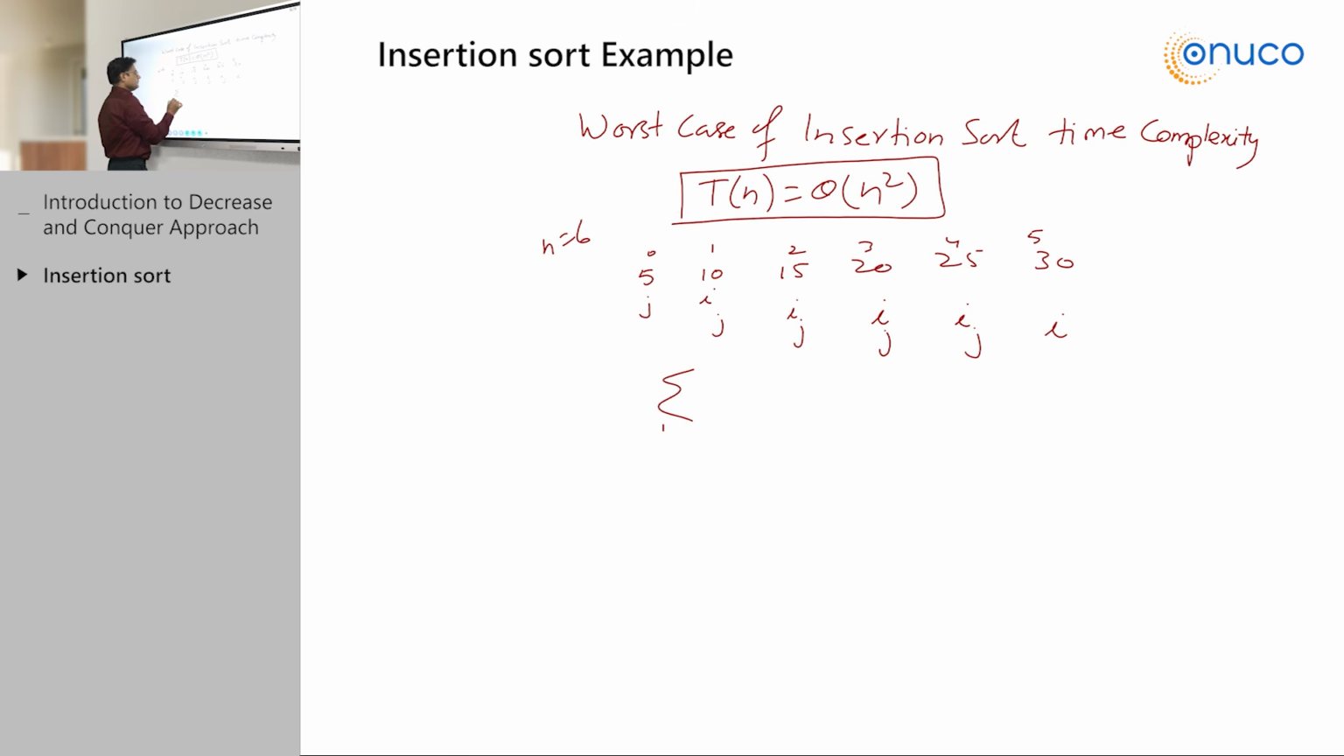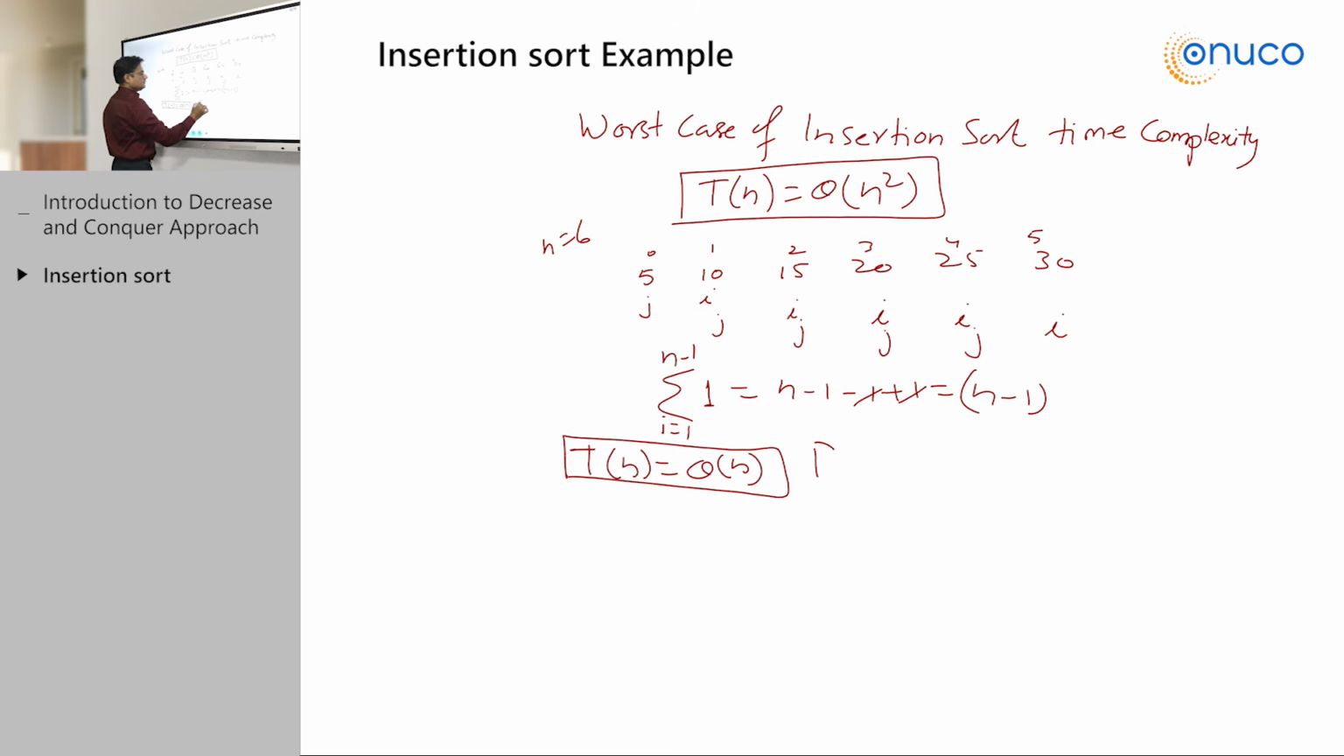In that case what will happen, friend? i starts from 1, i goes till n minus 1 and only a single comparison we have done, that is, a of j is greater than a of i. We are doing it again and again. In that case, what is the time complexity? n minus 1 minus 1 plus 1 cancel, it is n minus 1 times. So the time complexity will be T of n is equal to theta of n in the best case.